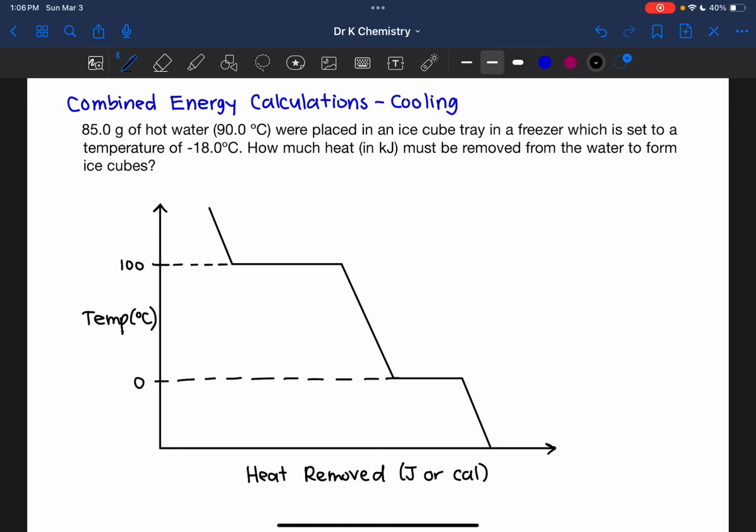So the very first thing I'm going to do is label the cooling curve that is depicted below. So take a moment, pause this video, try to complete that on your own, and then we'll check in and do it together.